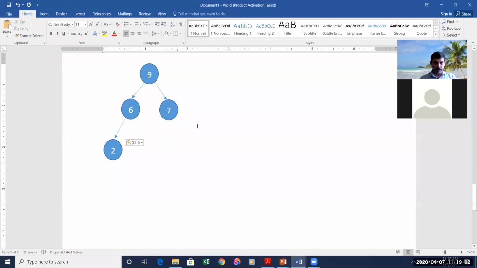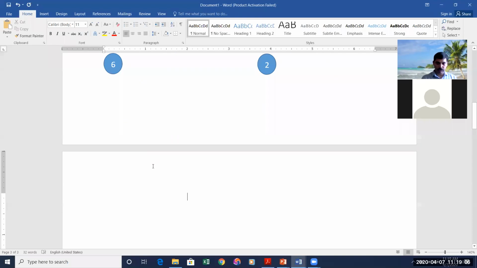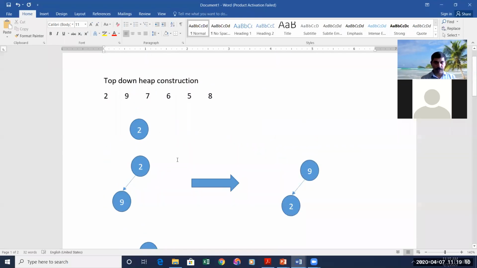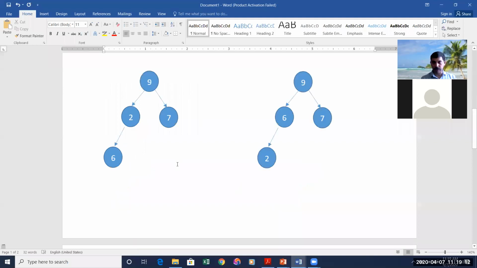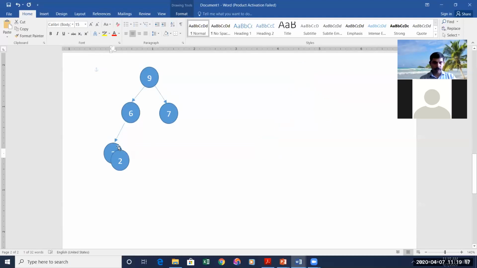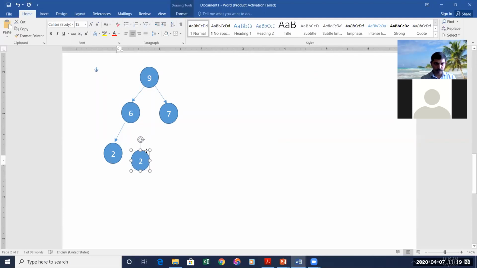The result of the previous step. The next element to be added is, the next element is 8. You have added 5, I think. No, 5 is not added. You have to add 5. So 5 has to be put to the last leaf position. Last leaf position is this. So 5 will be put here.